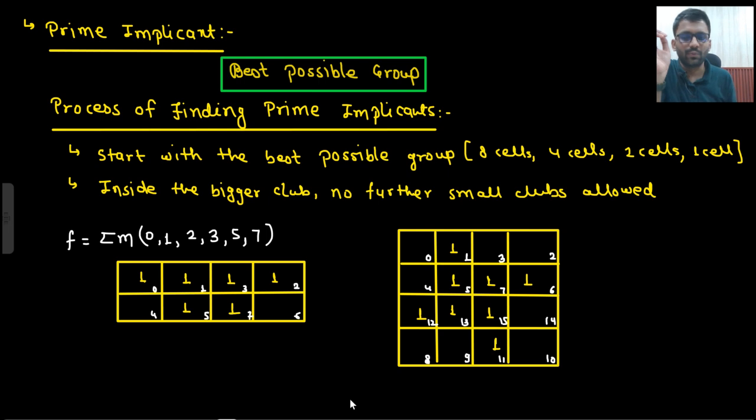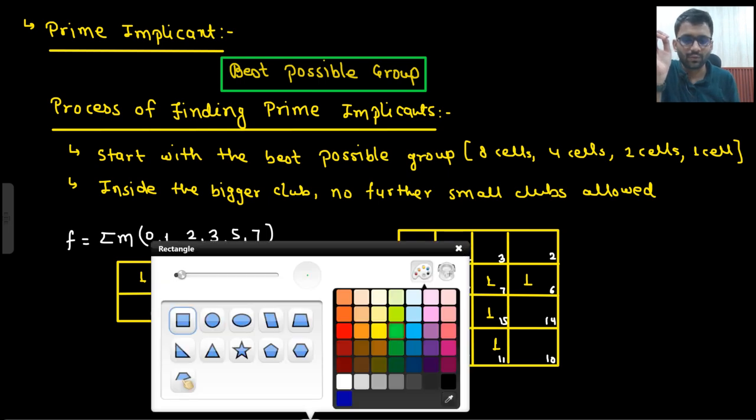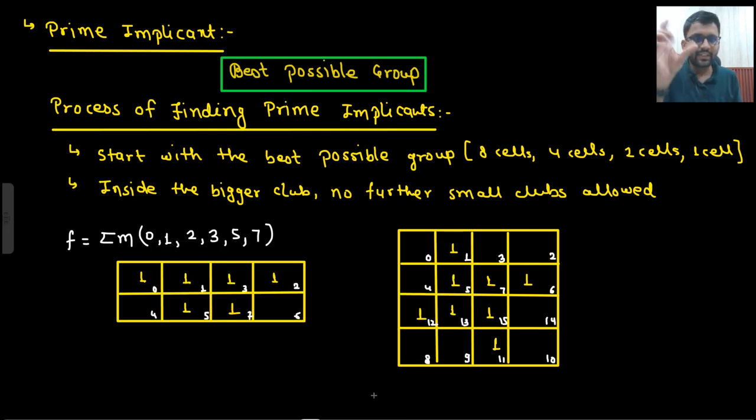So what will you do? You will start with the best possible group, that means the biggest group. Which is the biggest group here? Can I make an octet here? No, I cannot make an octet. Can I make a quad? Yes. Can I make another quad? Yes.